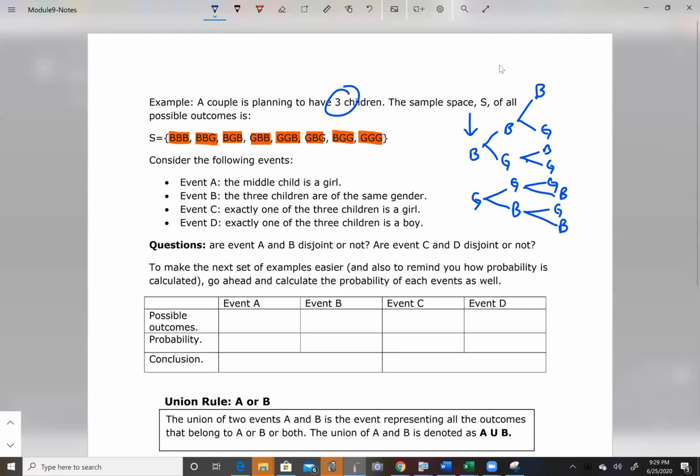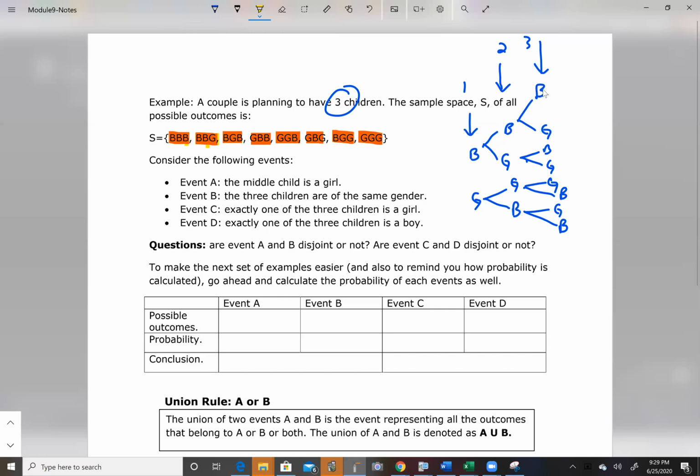So the first arrow there, that's the first child. This would be the second child. And then this last set would be the third child. If you draw it as a tree diagram, let's look at something here. You're going to have each of these things. You're still going to have a sample space of 1, 2, 3, 4, 5, 6, 7, 8.